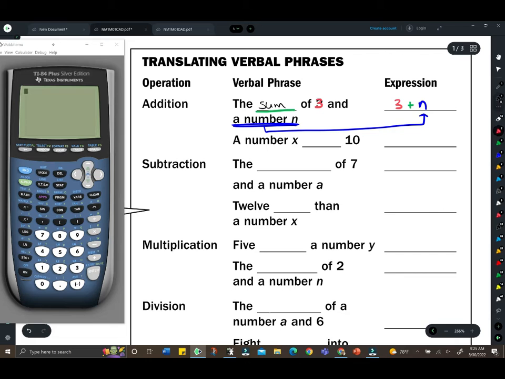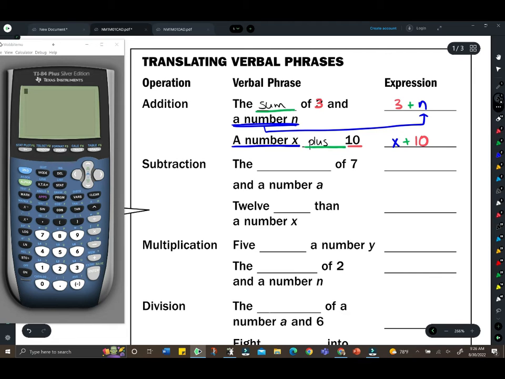A number x plus 10 is another way to think of it, and that just would be represented as x plus 10. So a number means a variable. Plus is our operation. 10 is the other number.